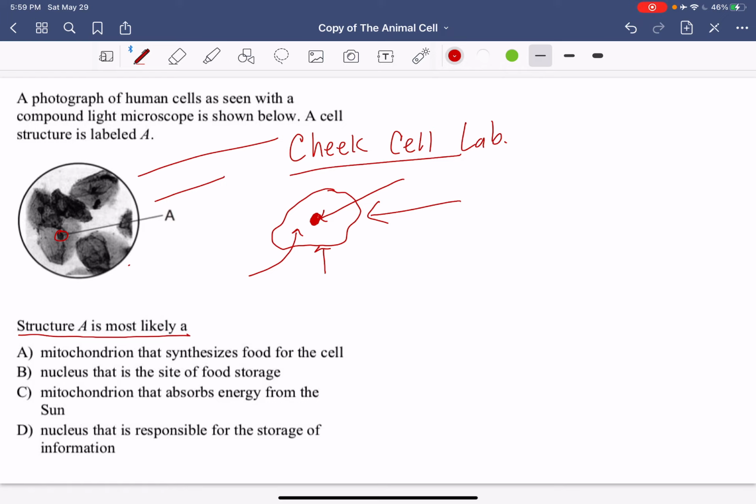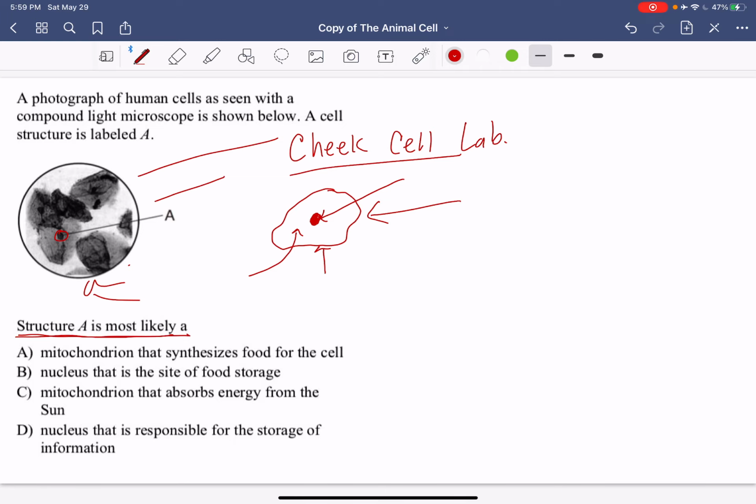But this is one of the reasons why I'm making these videos for you. It's not fair if you didn't do the lab in the school, but you're still tested on it. If you turn to this and you're like, oh yeah, that's cheek cells, the only reason you would have known is because you did the experiment. But now you're watching this video. Now you're going to be super ready, guys.